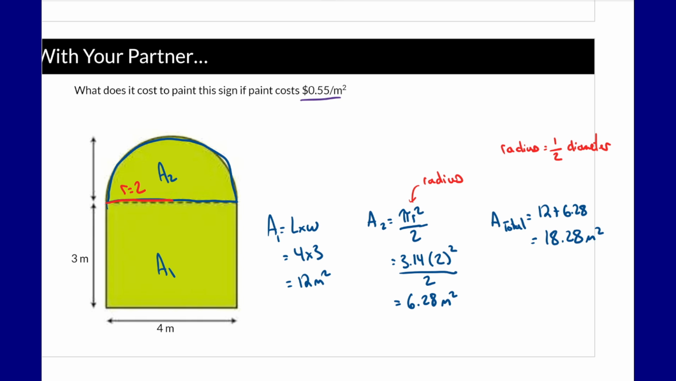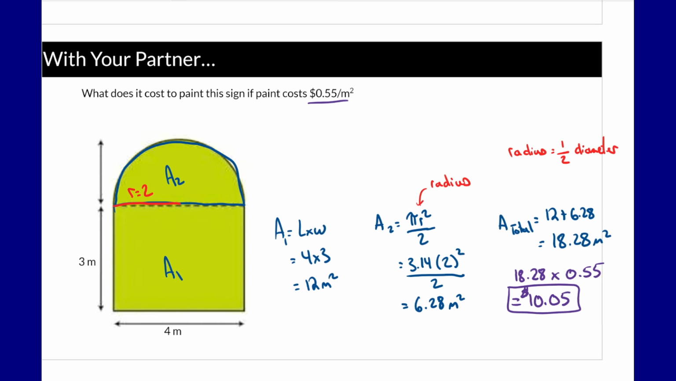Now I know my total area, and I also know that it costs 55 cents per meter squared. So if I have 18.28 meters squared, I'm going to multiply that by 0.55, and I'm going to get $10.05. So it's going to cost me $10.05 to paint this sign based off of the measurements and the cost of paint.